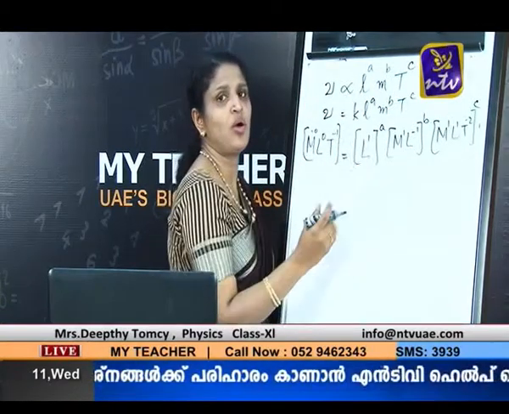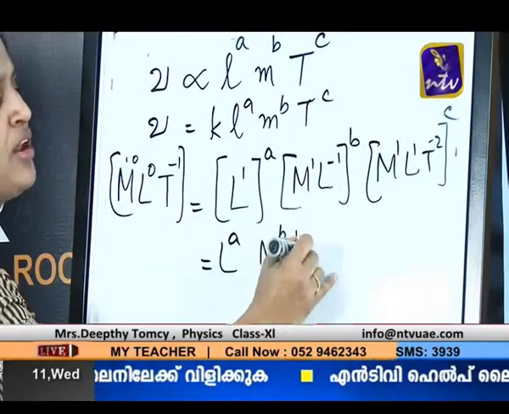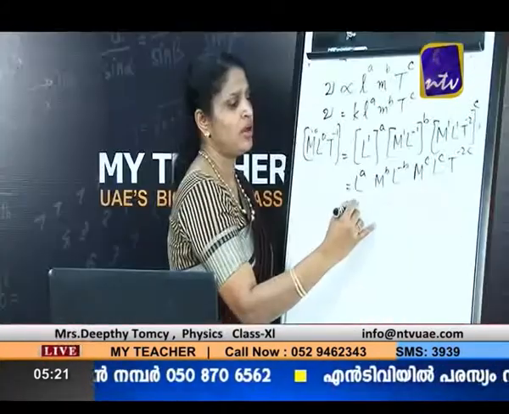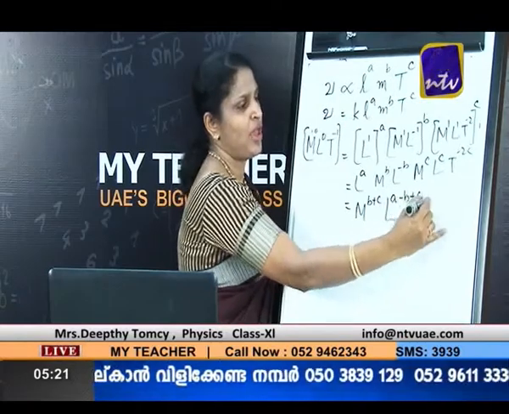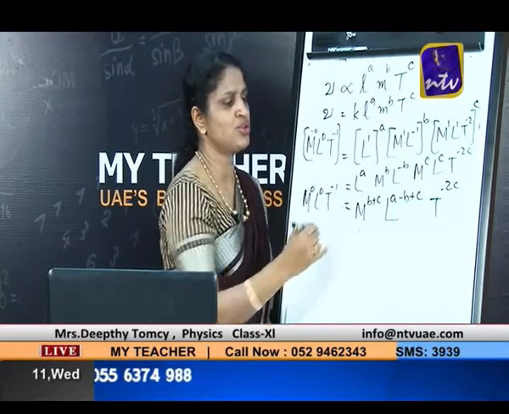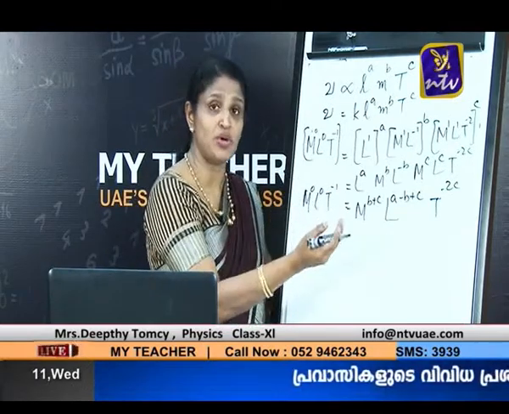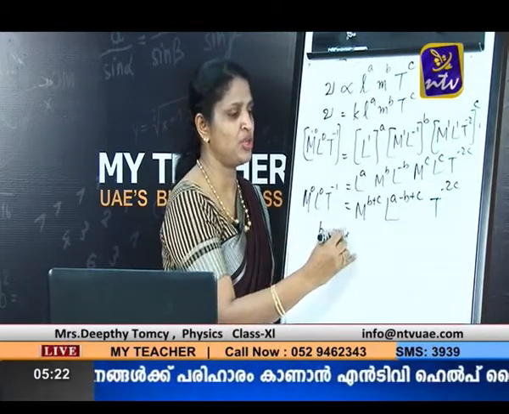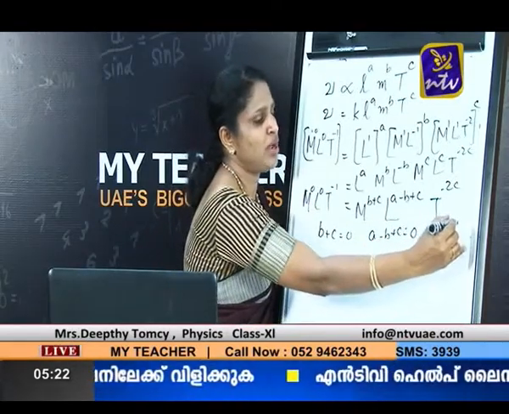Now collect all the common terms. We have L raised to A, M raised to B, L raised to minus B, M raised to C, L raised to C, T raised to minus 2C. So we get M to the power B plus C, L to the power A minus B plus C, and T to the power minus 2C. According to the principle of homogeneity, the dimensions on the left hand side and right hand side should be exactly the same. So equate the powers of the respective base quantities on the left side. That gives B plus C equal to 0, A minus B plus C equal to 0, and minus 2C equal to minus 1.